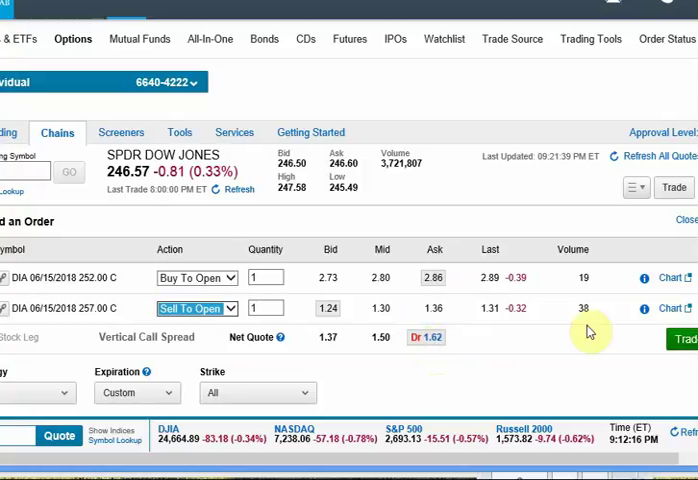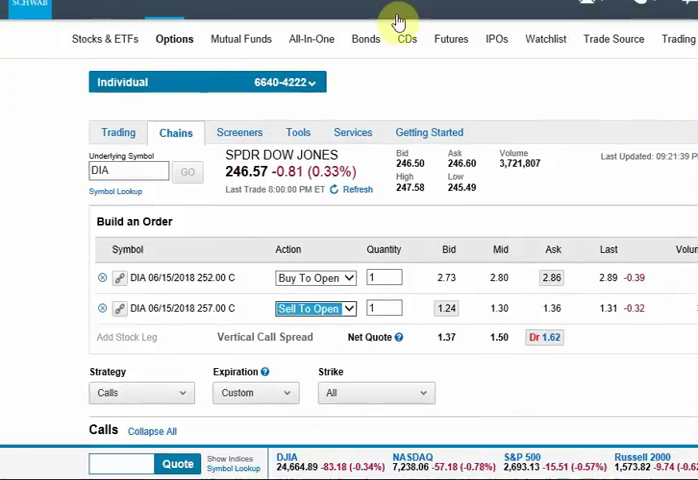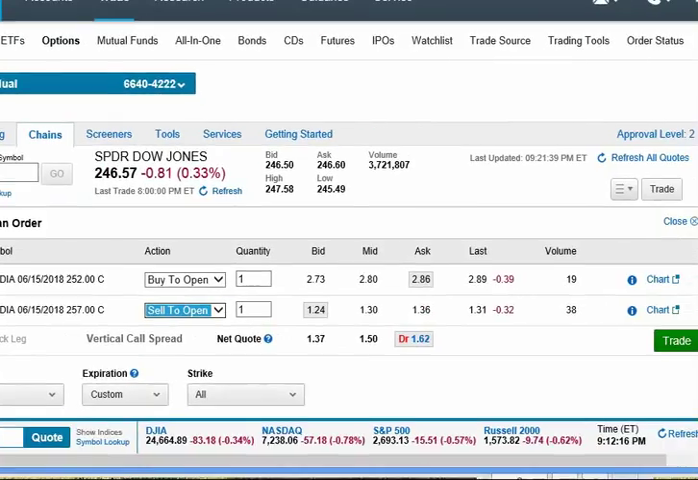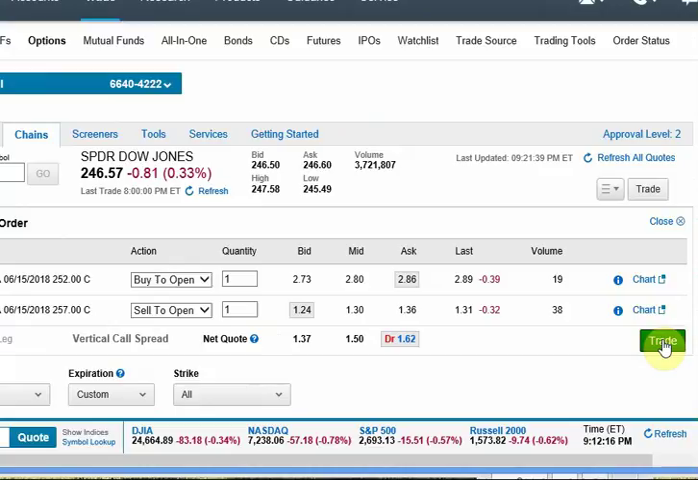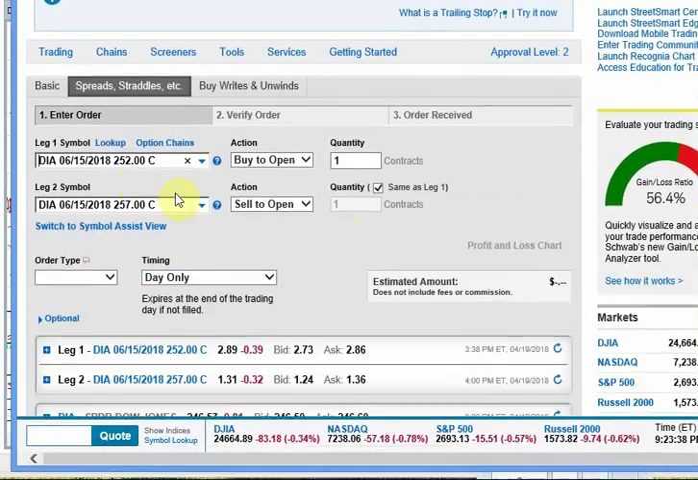Now I can go ahead and hit trade, and this order will go through, or I can try to negotiate. What I usually do is try to get somewhere near that mid price. So I could go ahead and hit the trade, and it'll take me to the next screen where I can modify it. Okay, there's the screen right there. I've got the 252, 257 call with June 15 expiration. Buy to open one contract, sell to open the other contract.